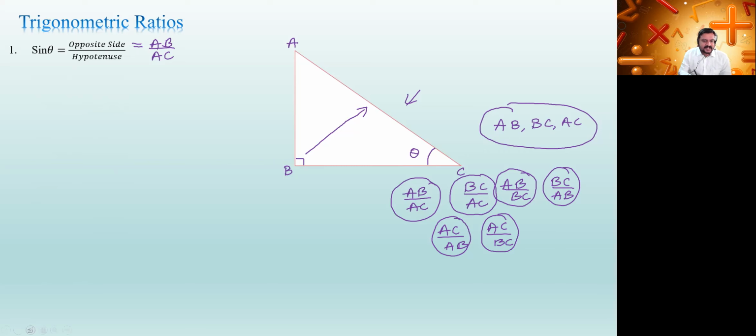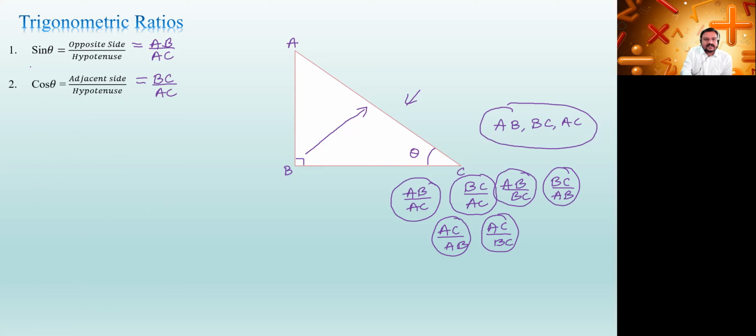Next, second ratio is cos theta. Now cos theta is what? It is adjacent side upon hypotenuse. Now adjacent side to this angle theta is BC and hypotenuse is AC. So it is the ratio of BC upon AC.